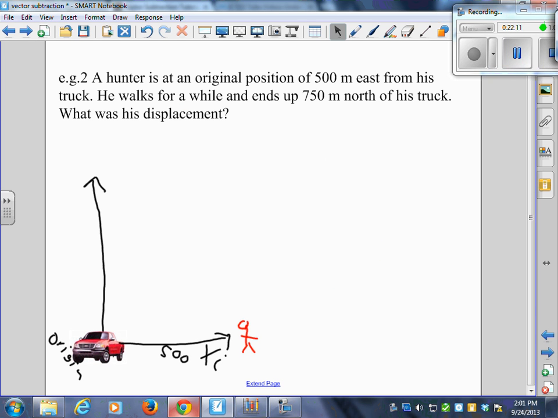It's a reference point. I repeat, I do not walk from the truck to the XI, and I definitely do not go from the truck to there, and I would label this my XF. The only walking that he does is from where to where? I'm going to draw this in blue.